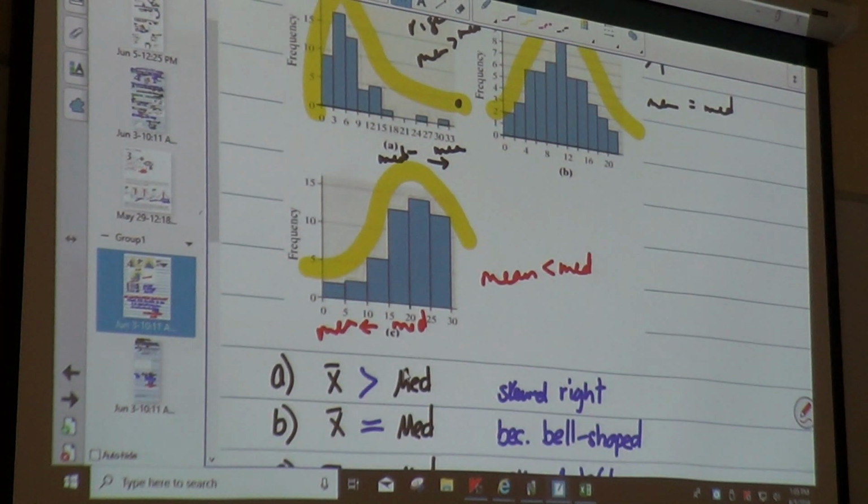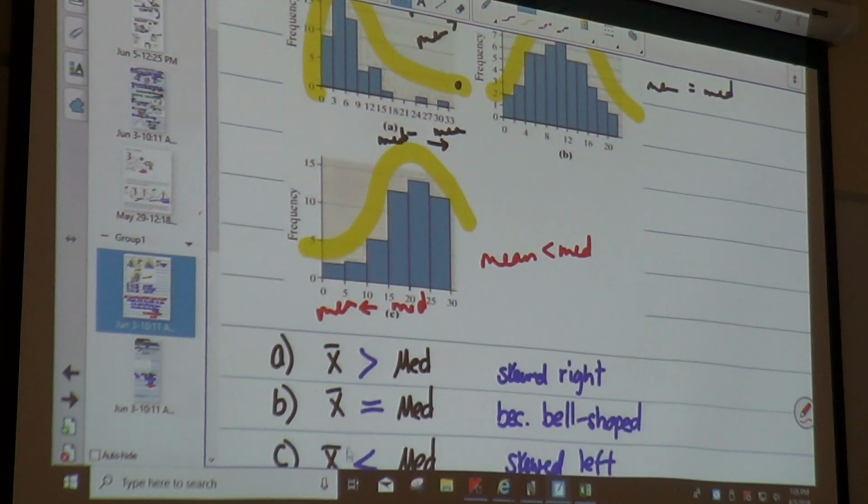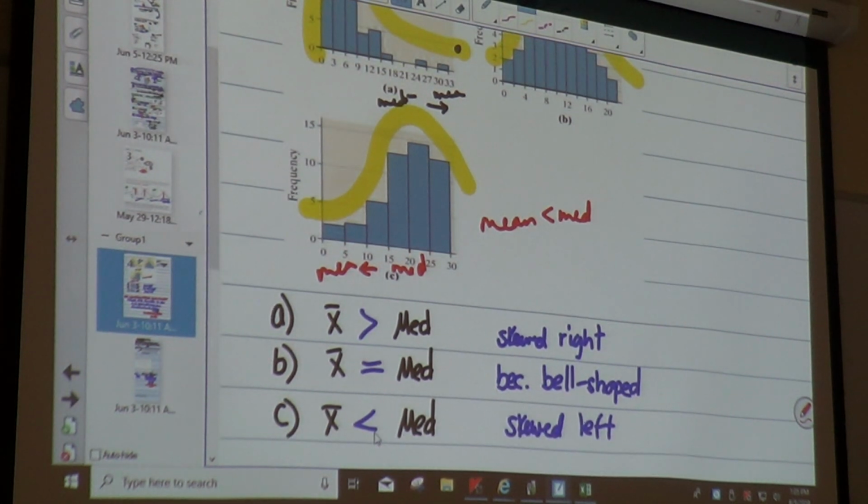So, have it down here. And they're saying that these were samples, so that's why I used the X bar. So the mean is greater than the median because it's skewed right. The mean is equal to the median because it's bell-shaped or normal. And the mean is less than the median because it's skewed left.